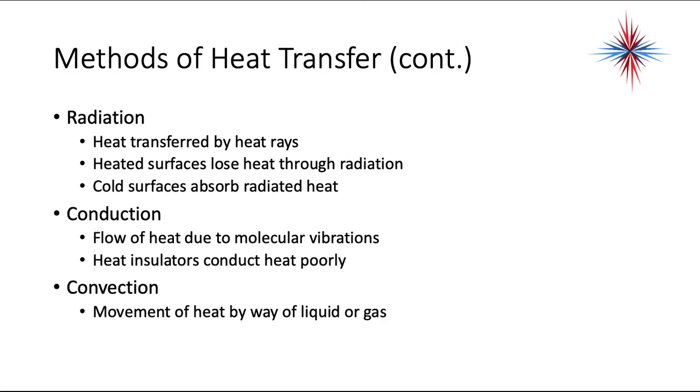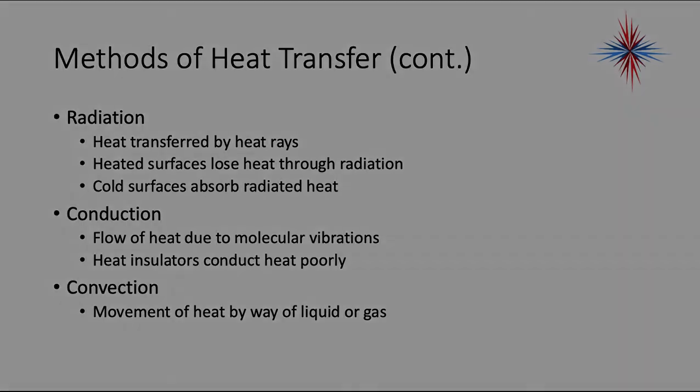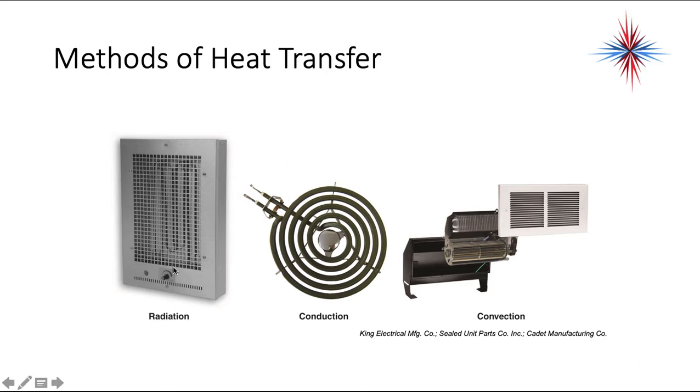Conduction is the flow of heat due to molecular vibrations. Heat insulators conduct heat poorly. That's insulation like in the walls of a building. Convection moves heat by way of a liquid or gas. So let's go back one slide and take a look at the pictures again. Radiation: the tubes in here heat up, become brilliant red, and the heat radiates by infrared rays from one location to another. You will feel warm standing in front of the heater, but if you move off to the side, you're not going to feel that heat as well.